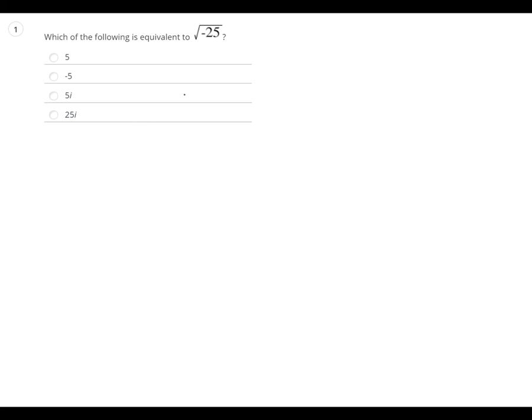Okay. Which of the following is equivalent to? So, whenever we see a negative under a radical sign, what do we need to do? Pull out the i. What's the square root of 25? 5. So we should have gotten 5i on that one.